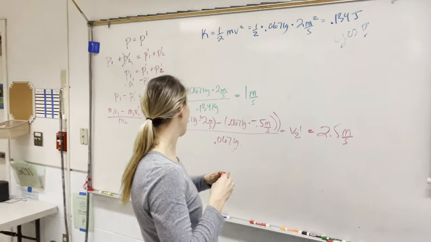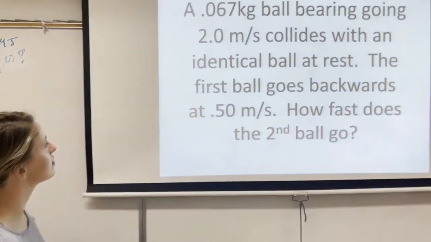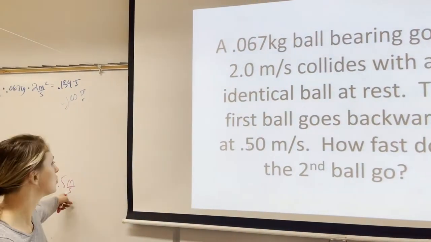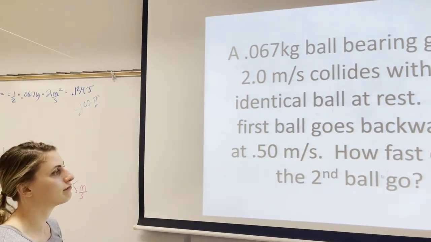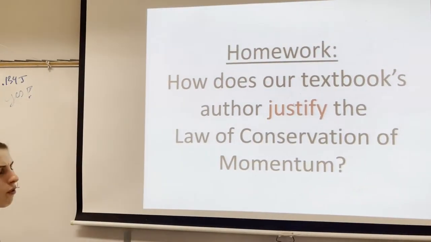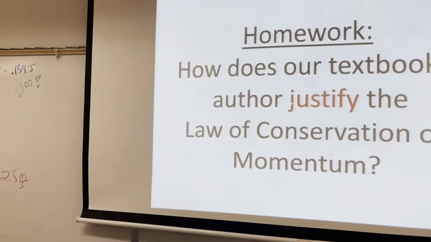Okay, sweet. So how fast is that ball moving? And check this out: if it's moving backward at 0.5 and forward at 2.5, velocity conserved. I'll tell you right now, it's an inelastic collision.